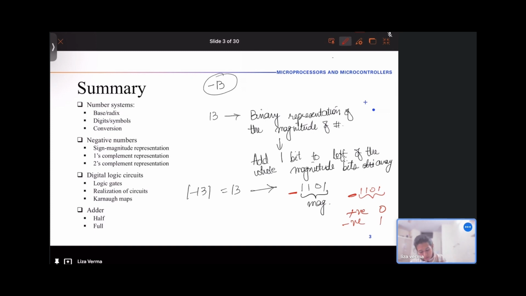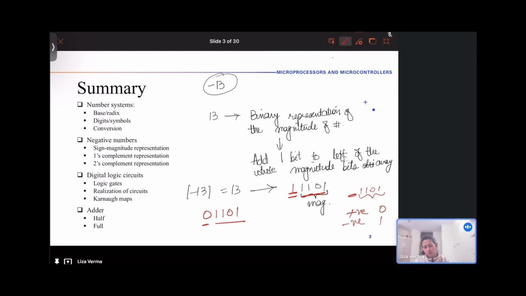So what bit you are going to add depends on the sign of the actual number. So if I want to write minus 13 in signed magnitude representation, I would write it as 11101, 1101 being its magnitude and this one representing only the sign of the number. Now if I wanted to represent plus 13 in signed magnitude representation, we would write it as 0 1 1 0 1, this being the magnitude and this being the sign of the number.